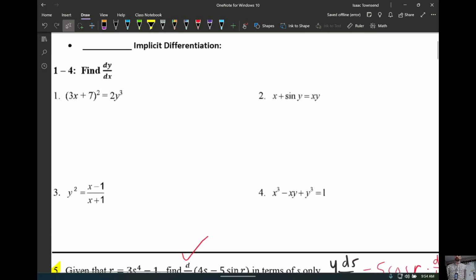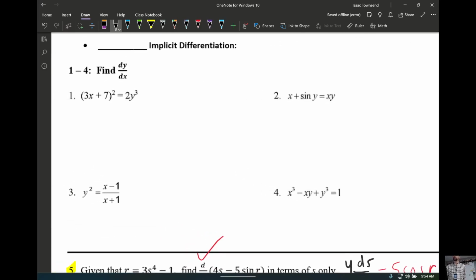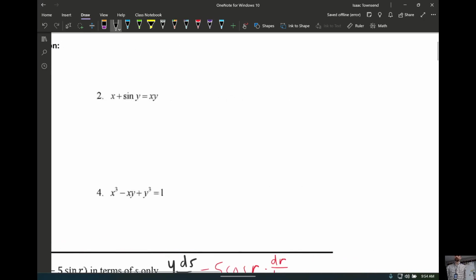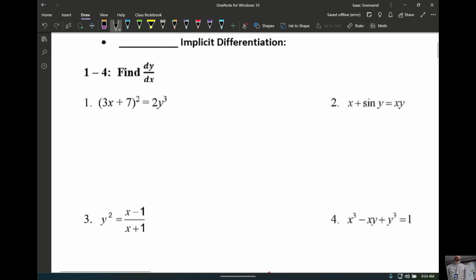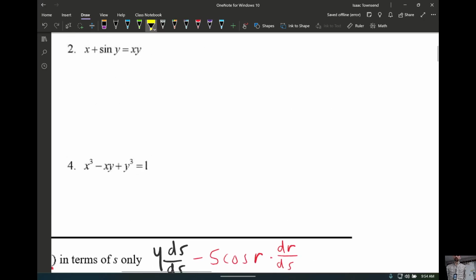Okay, I know it's implicit because they're asking me to find the derivative and the x's and y's are mixed together. So again, this is very subtle, but you need to be looking at this and realizing I'm taking the derivative with respect to x. So when you take the derivative of x, you get 1, but you just took the derivative of x stuff with respect to x. So you really get 1 times 1, and that's not a problem.